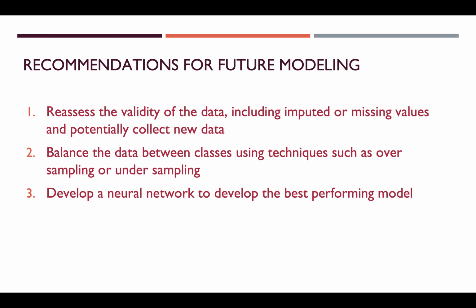As introduced in the previous slide, there is opportunity to still iterate over this problem. If we were to further model this data set, we would first reassess the validity of the data for missing or imputed values, given some of the trends and anomalies we saw. We would employ balancing techniques to weigh the minority class more heavily, since it's more important to the business objective. And finally, we would recommend using the neural network technique, given its better performance than the other models considered.